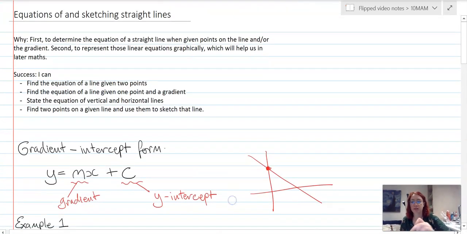So going back to our success criteria, we can find the equation of the line with 2 points, find it with 1 point and a gradient. We know that vertical and horizontal lines have those special equations and can use that. And we can find 2 points on a line and use that to sketch.